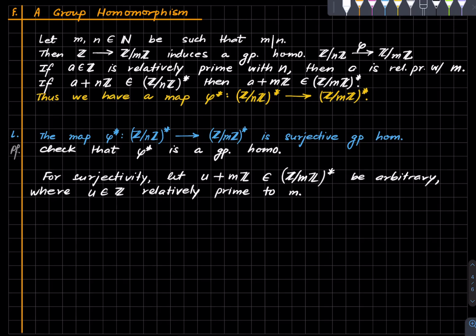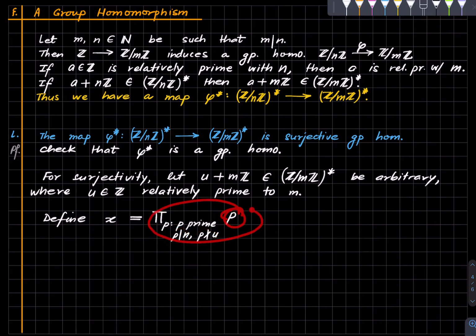So define x as the product of all primes p such that p is prime, p divides n, and p does not divide u. So consider all the prime numbers which divide n and which do not divide u, and take the product of all of them. That is an integer, and that is what we are calling x.